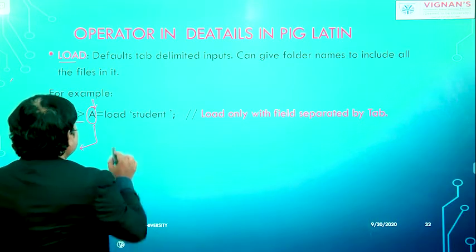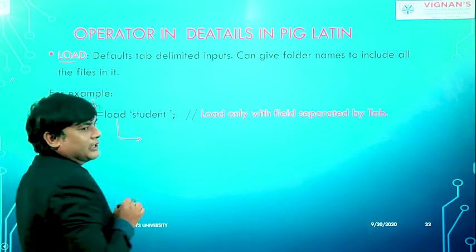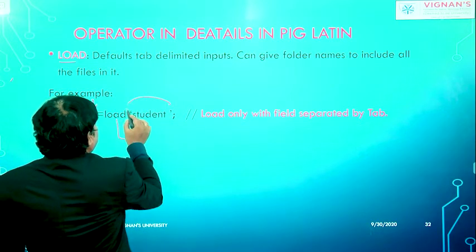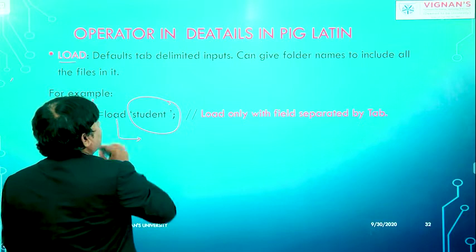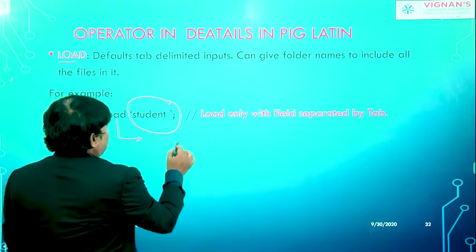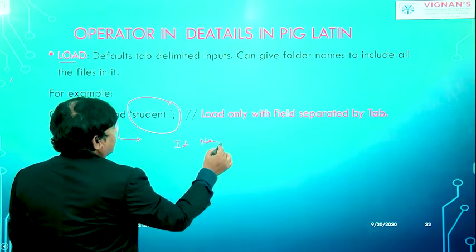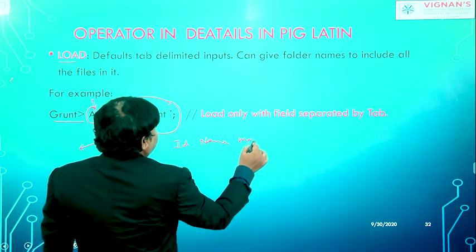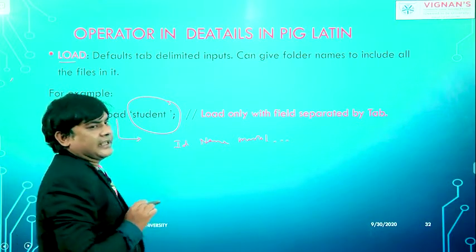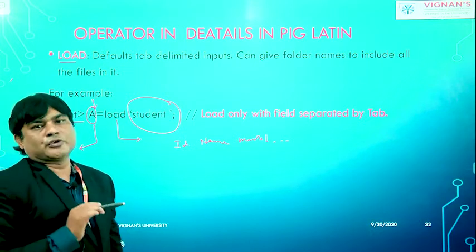Now this is an operator used in Pig. What will these operators do? They take the file. Suppose this is a student file. In this file you have a lot of data: the ID number of the students, the name of the students, the mark 1 of the students, and like this you may have many fields. So this file contains a massive amount of data.